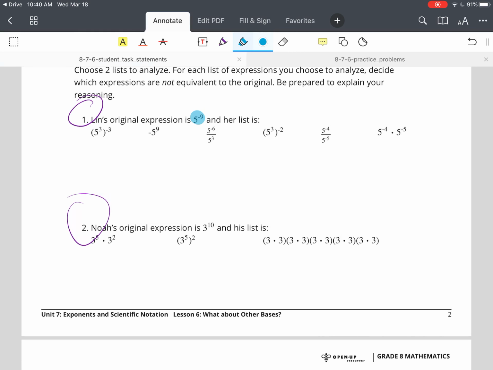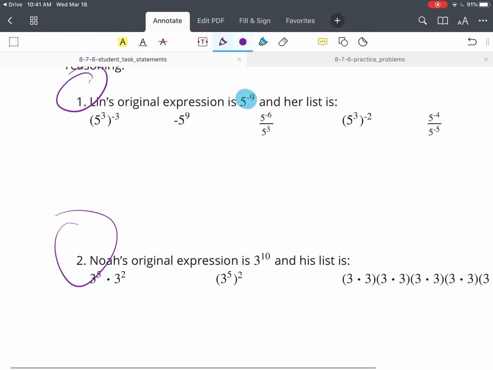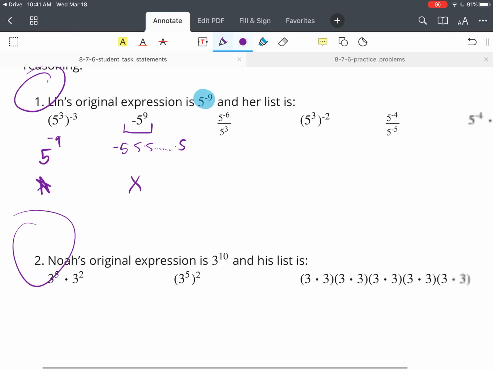So her original one is 5 to the negative 9, okay? So here, we're taking an exponent of an exponent. Yep, we multiply them. So 3 times negative 3 is negative 9. That works. This does not work because this is technically negative 5 times 5 times 5, 9 times, which is different. I'll put an X.